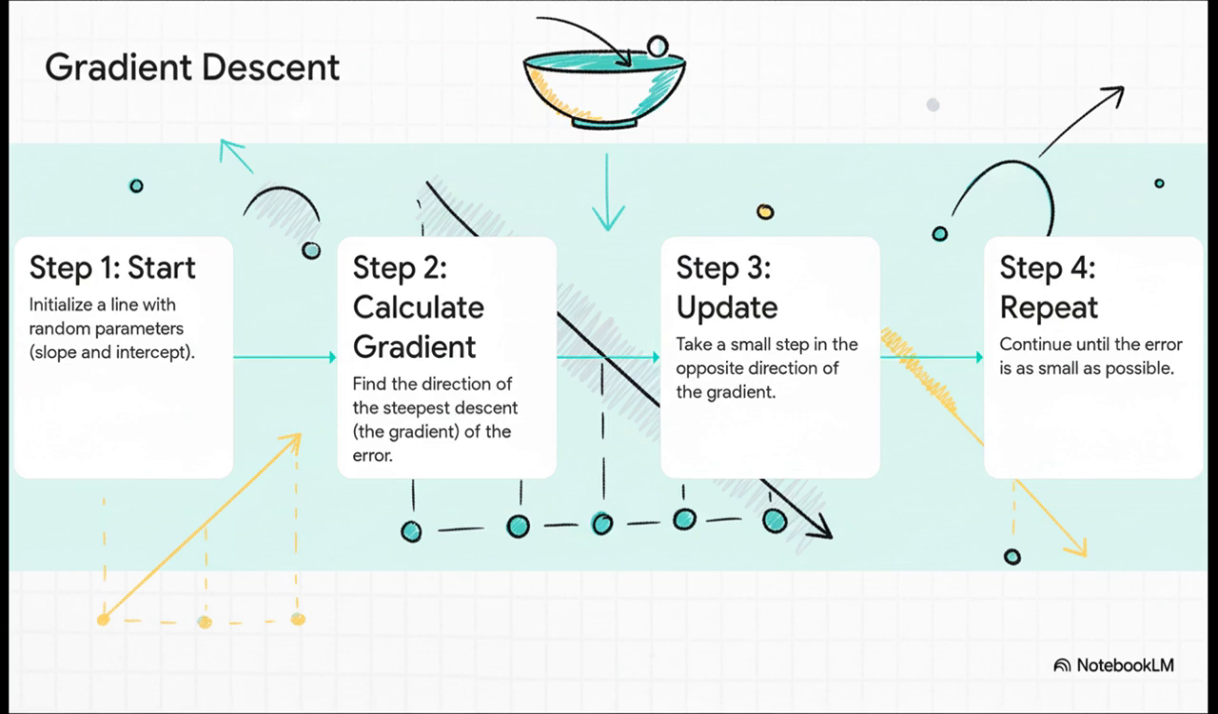It starts with a random line, calculates the gradient, which is just the direction of steepest slope, and takes a little step downhill. And then it just repeats that process over and over again, taking one step at a time until it settles nicely at the bottom.